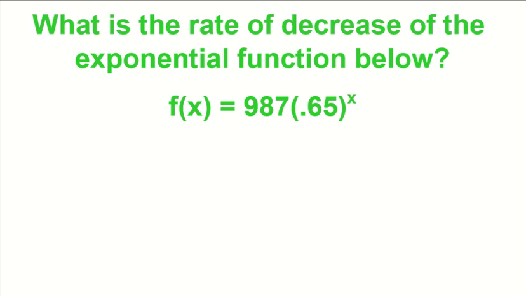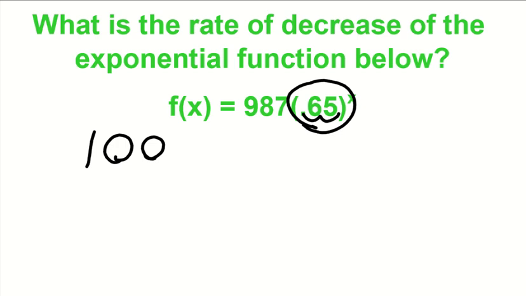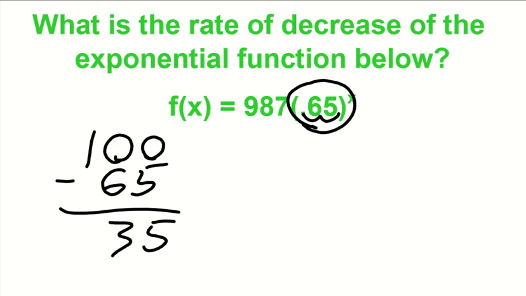So that's a percentage changed to a decimal. What we want to do is change it back to a percentage, move the decimal 2 spots. So that gives me 65. But that was a decrease, so it was subtracted from 100. We're going to find out how much it's decreased by subtracting it from 100. So 100 minus 65 gives me 35. Any questions there?